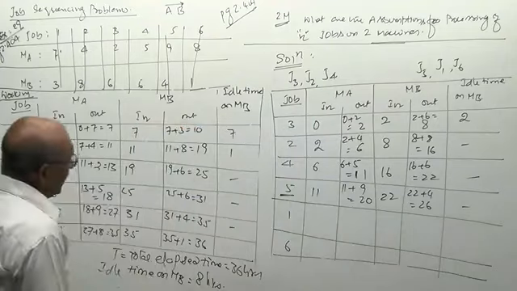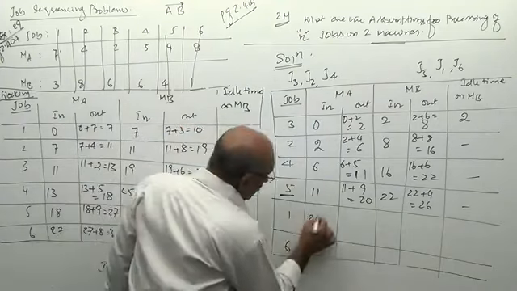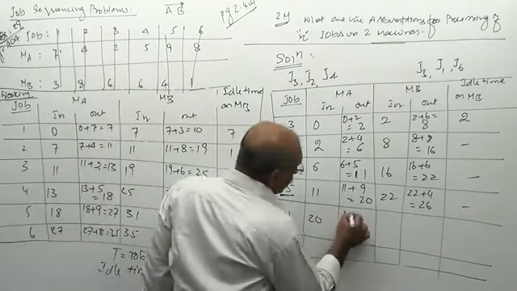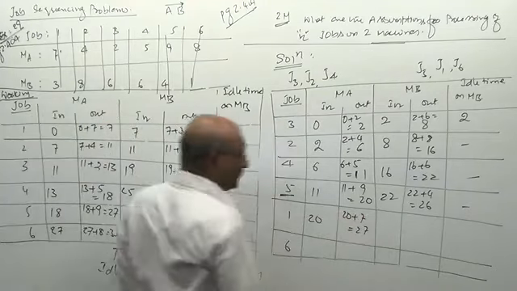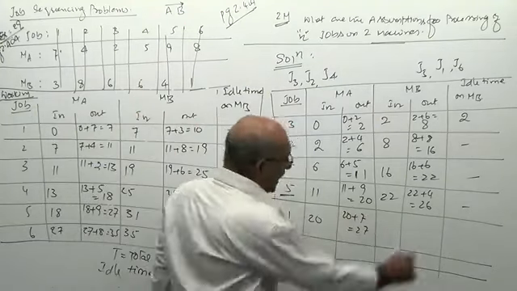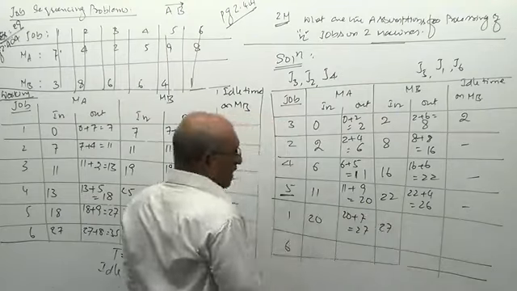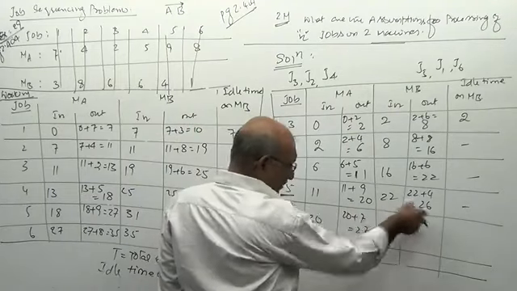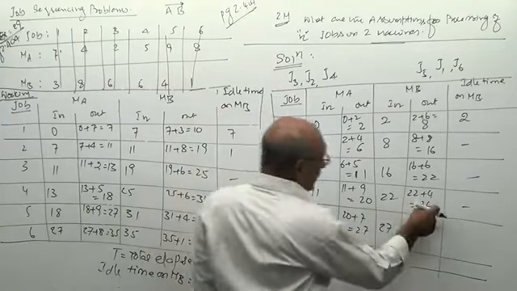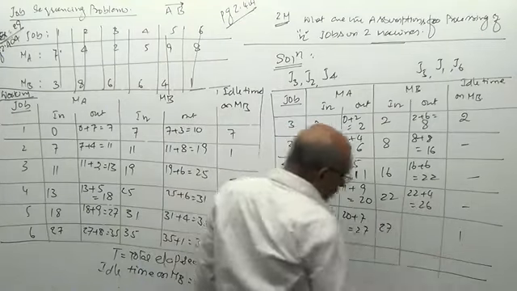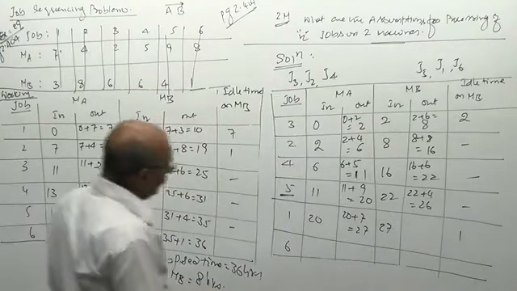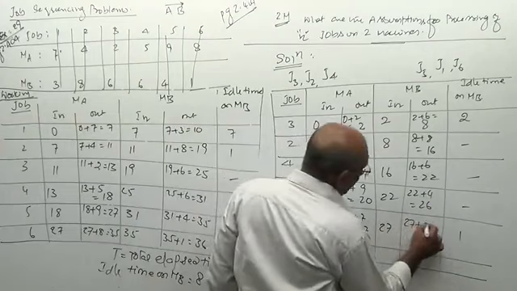Next, who will enter? Job number 1. At what time? 20th hour. How many hours are required? 7 hours. So 20 plus 7, 27. At what time will this job enter machine B? At the end of 27th hour. But machine B is free at the end of 26th hour. So here machine B is waiting 1 hour. So idle time on machine B is 1 hour. Job number 1 will take 3 hours. So 27 plus 3, 30.